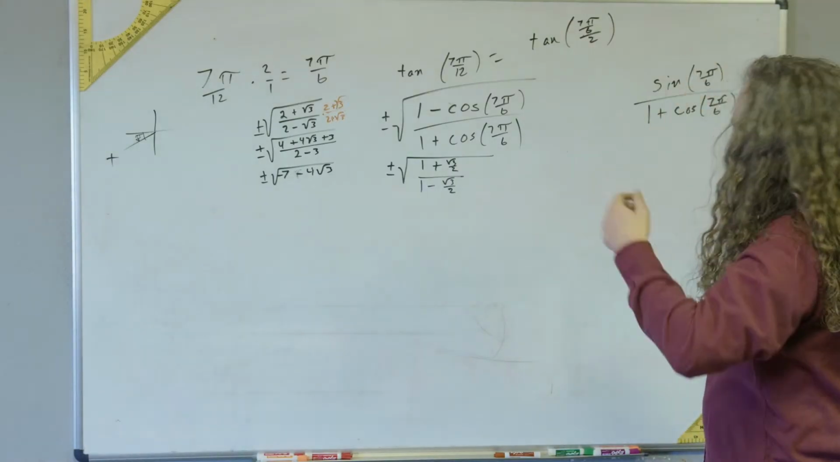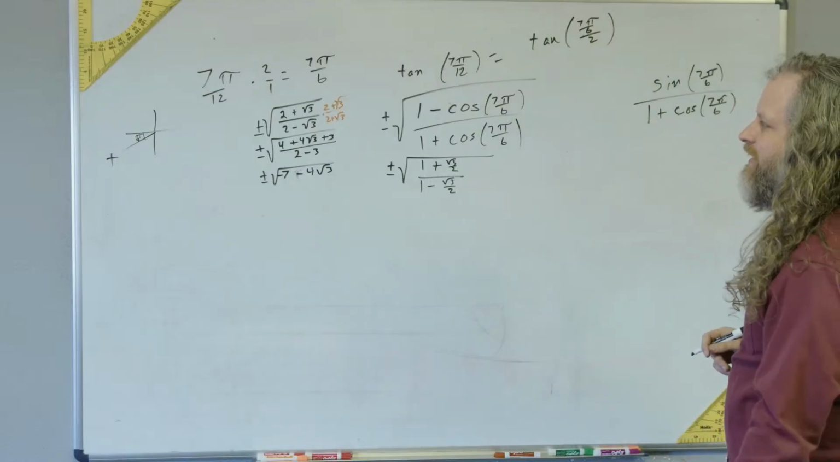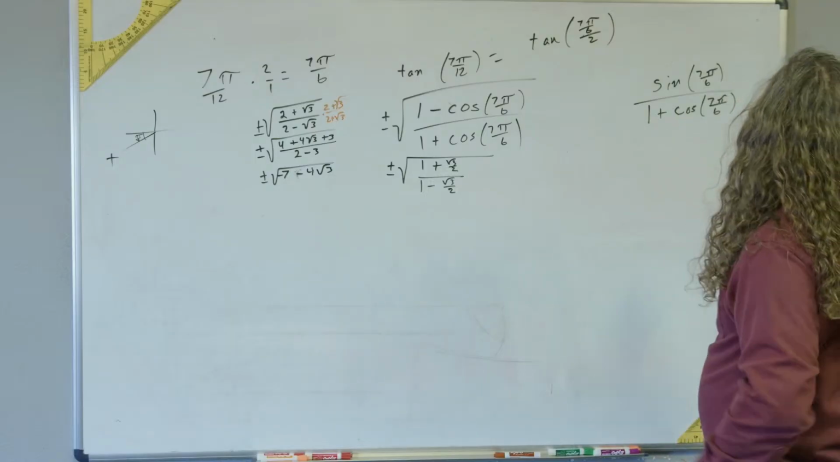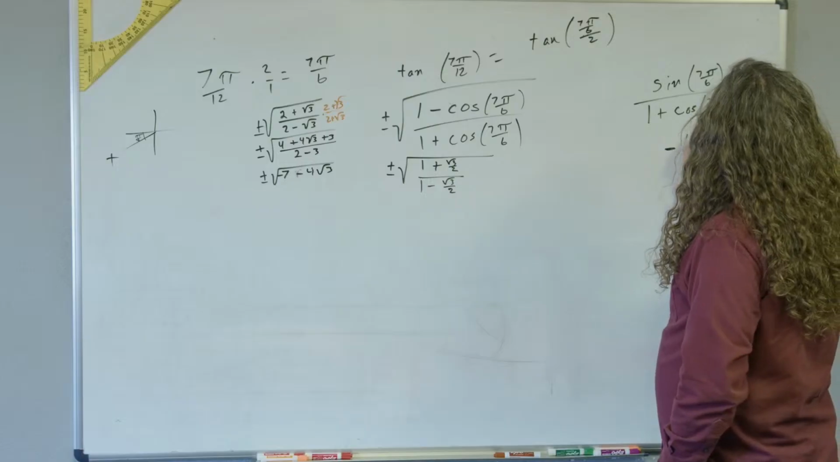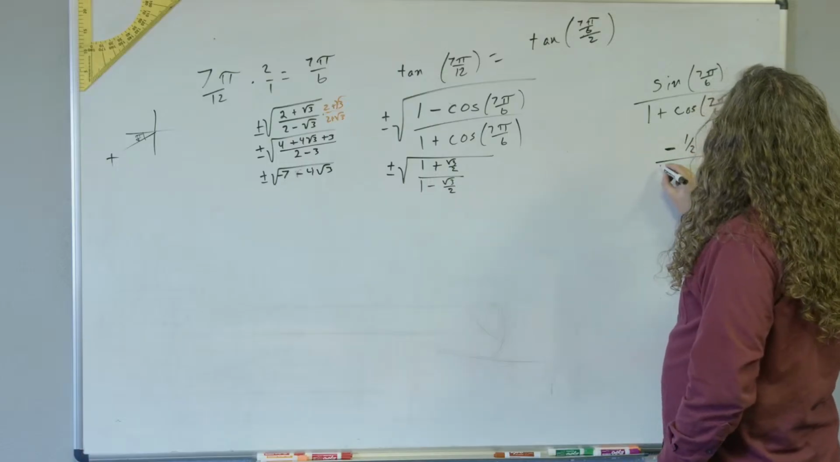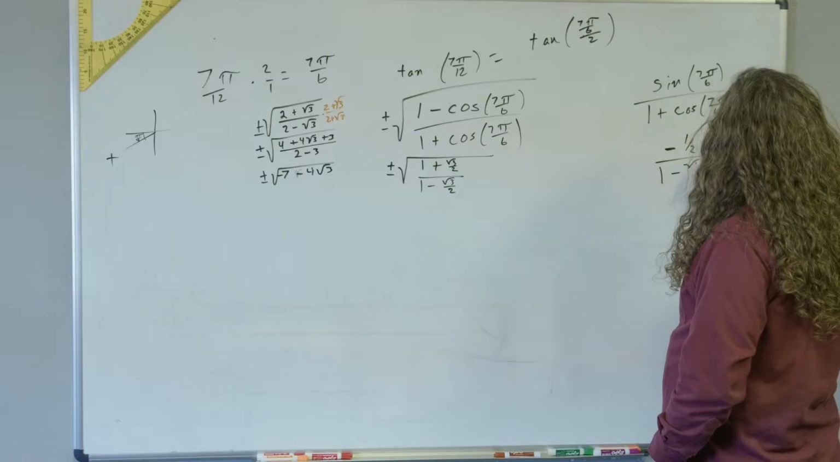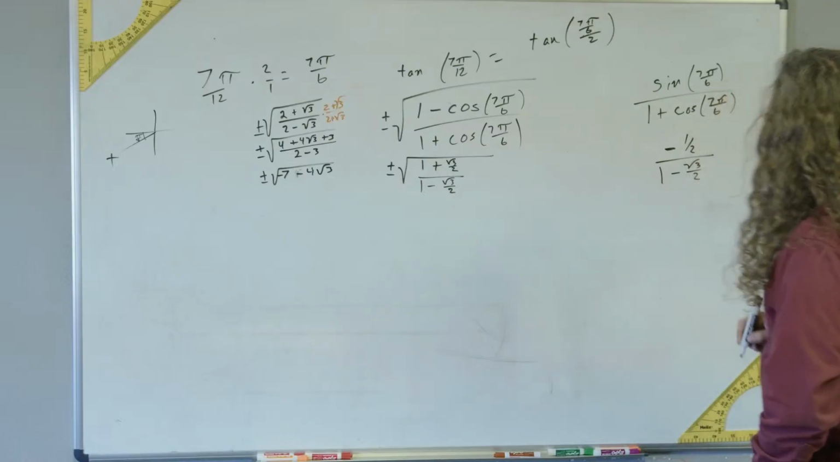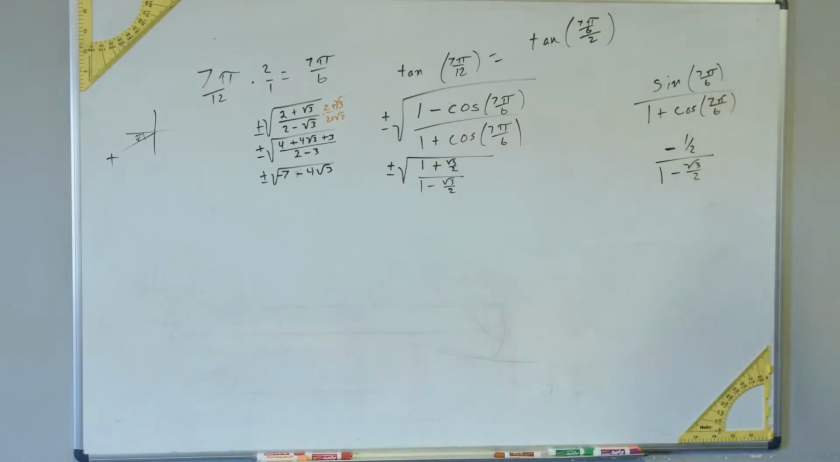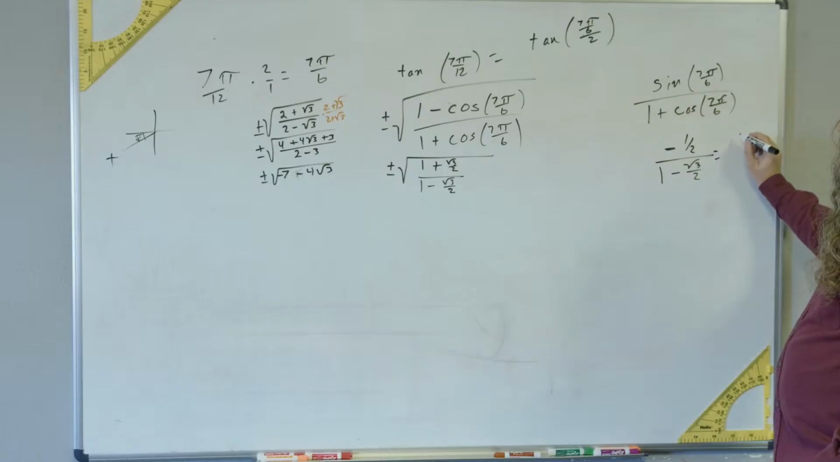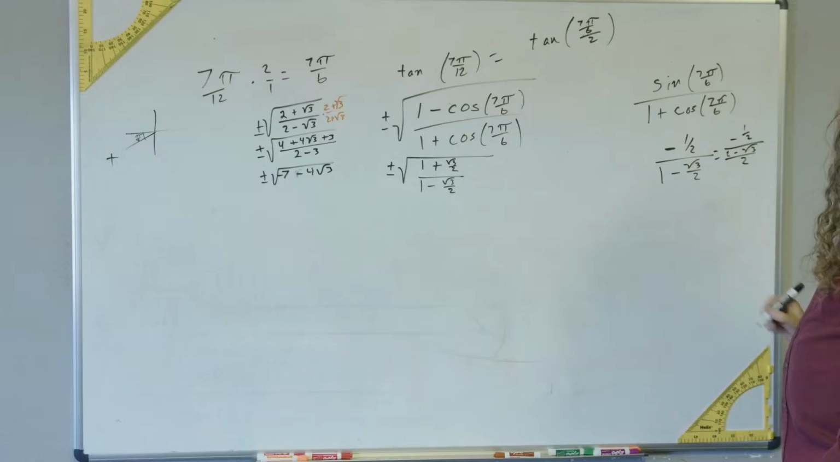Sine of 7 pi over 6 is also negative. Oh, it's -1/2 over 1 minus the square root of 3 over 2, which equals -1/2 over 2 minus the square root of 3 over 2.